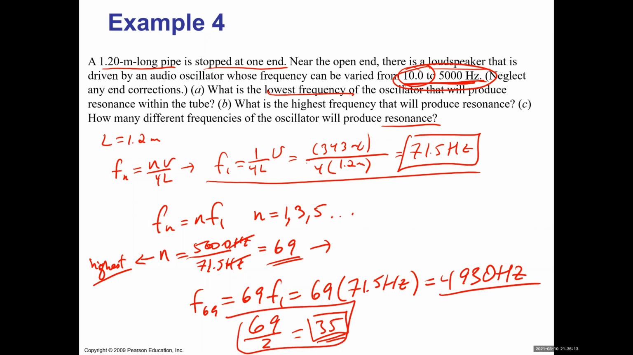Because remember, there's even and odd, but when you talk about, let's say, open-closed, you are only allowed the odd numbers. So you take that number and divide by 2 to get the ones that are allowed. The harmonics, I mean the resonances, sorry.